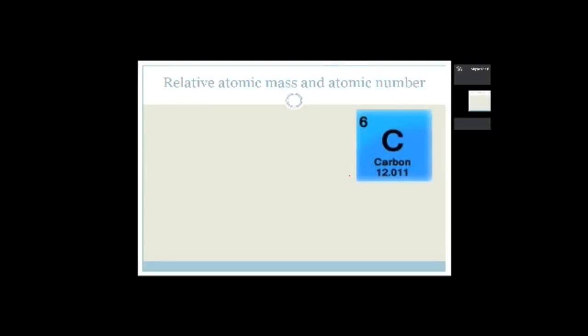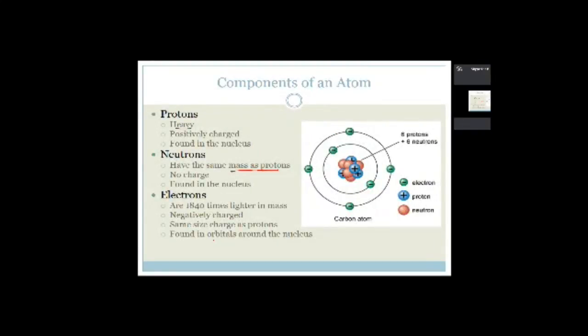Before we carry on, I just want to talk to you a bit about orbitals. Orbitals are where you are most likely to find an electron. So the definition of an orbital is an area in space where you are most likely to find the electrons.